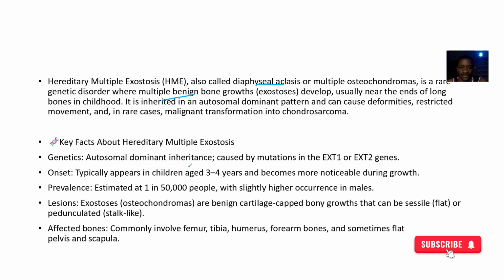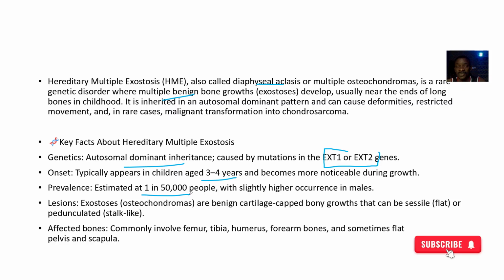So it's an autosomal dominant inheritance. Autosomal dominant meaning if one of your parents has this issue, there's a risk of you having the issue. There are mutations in some genes known as what? The EXT genes. You can have mutations in the 1 or in the 2. It typically appears in children aged 3 to 4, and usually becomes noticeable during growth.